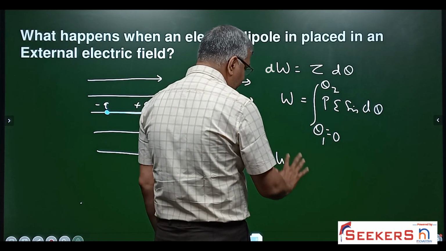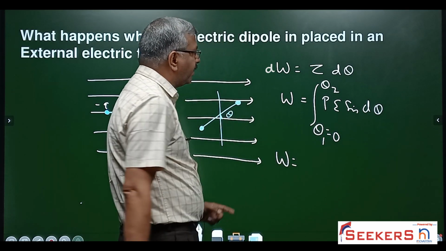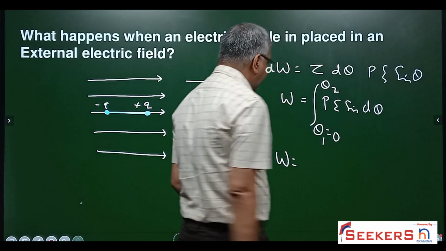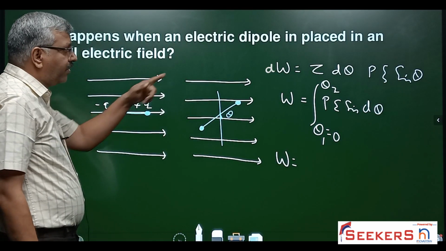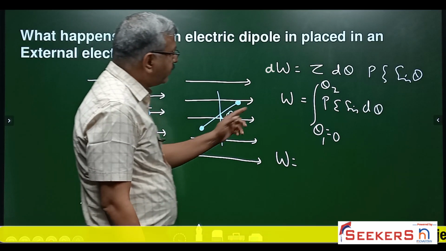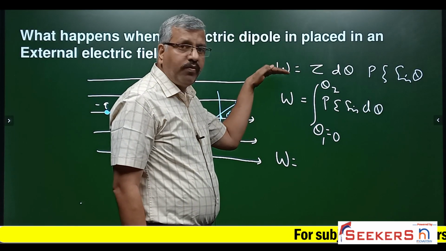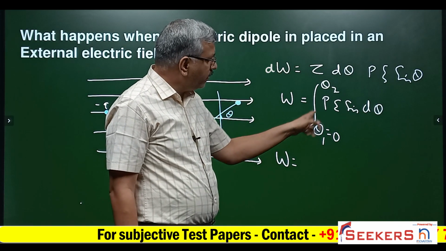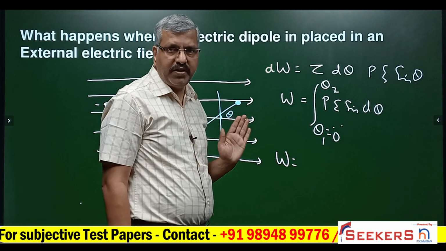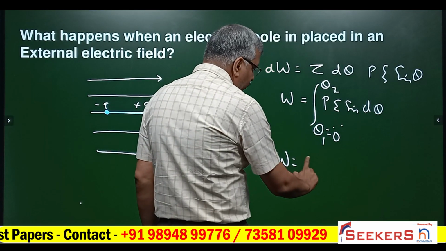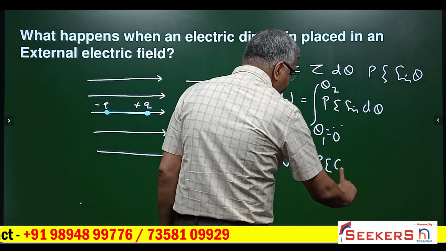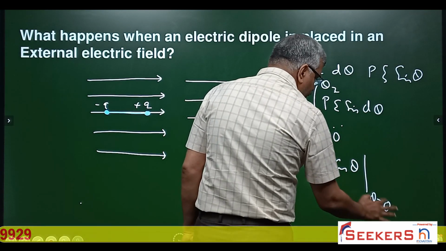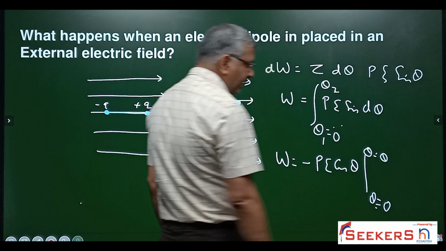Then when you integrate this, you will get W. Here again, understand, the torque is equal to PE sin theta. As the angle changes, sin theta changes, so torque changes. So the work done will not just be equal to the torque into change in angle, but it will be the integral of that, because the torque keeps changing. When I work this out, it becomes minus PE cos theta, with limits from theta equal to 0 to theta equal to some theta. Let us keep it as some theta.